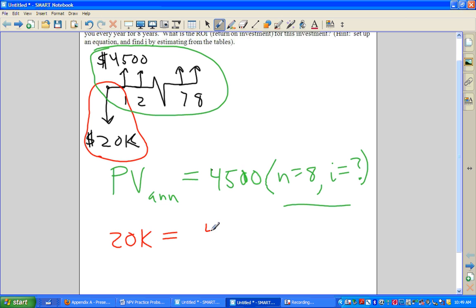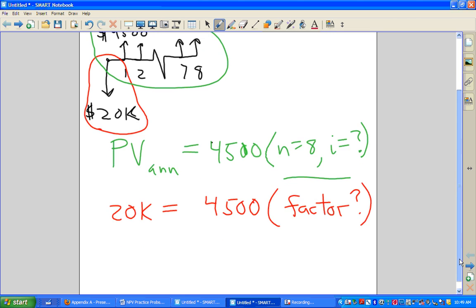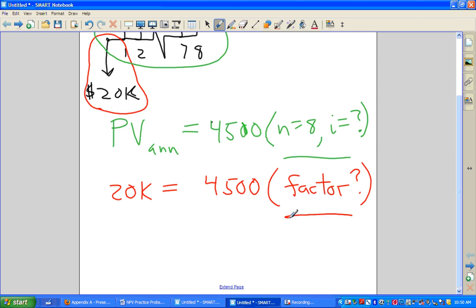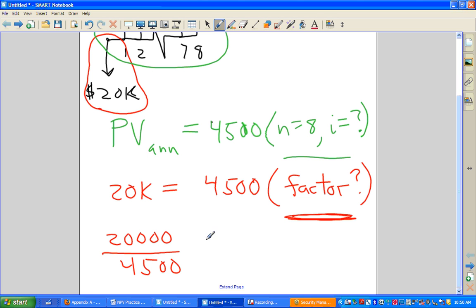Now that's equal to the 4,500 times some factor that I don't know. In fact, I'm just going to write this as an unknown factor. That's my unknown. So now to find this factor, which is what we're looking for, normally we're just kicking out a dollar amount. But what we do here is say $20,000, I won't abbreviate anymore, divided by 4,500, and it just becomes an algebra problem. I'm trying to find the factor, because a factor is going to be a percentage rate, an interest rate.